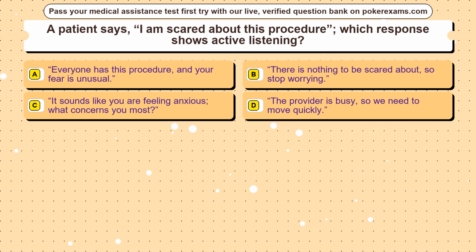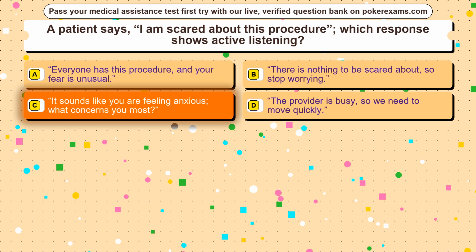Question 50. A patient says, "I am scared about this procedure." Which response shows active listening? Option A. Everyone has this procedure, and your fear is unusual. Option B. There is nothing to be scared about, so stop worrying. Option C. It sounds like you are feeling anxious. What concerns you most? Option D. The provider is busy, so we need to move quickly.